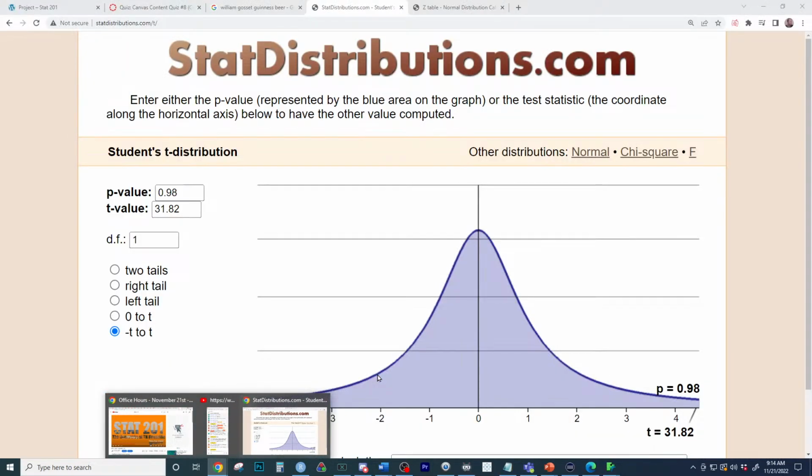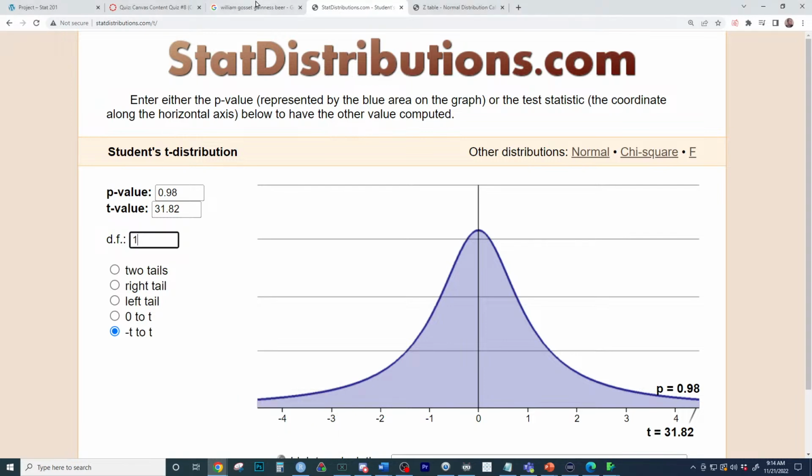It's a different degrees of freedom formula for the two sample t, and we were talking about some interesting stuff with that.